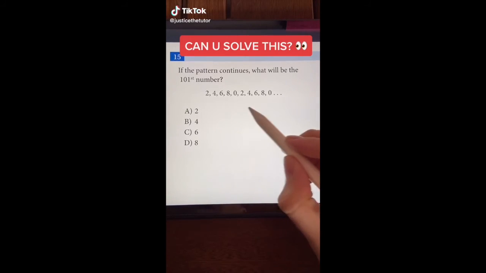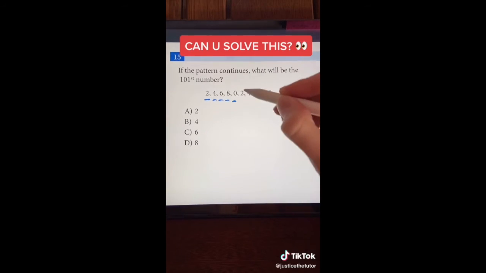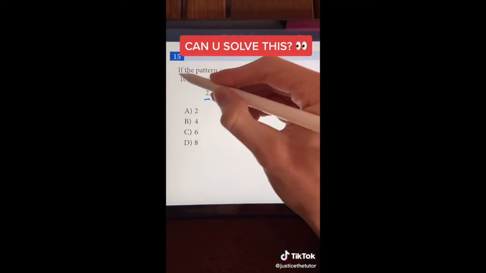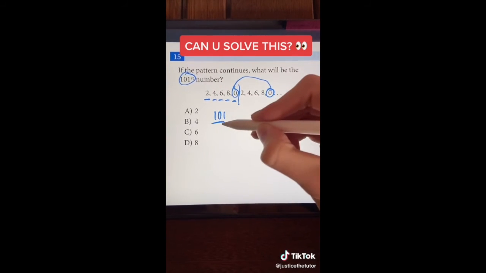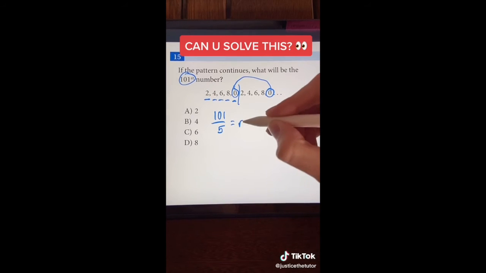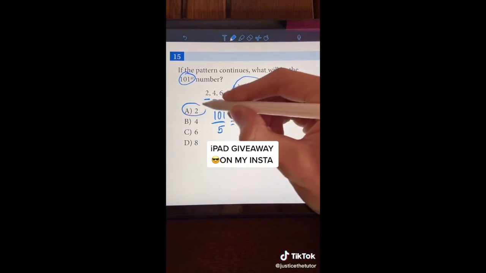If the pattern continues, what will be the 101st number? Okay, so in this sequence, we have 1, 2, 3, 4, 5 numbers, and then it starts repeating. And every 5 numbers, we're going to have a 0. So what you want to do is take 101 and divide it by 5. And in this case, we're interested in the remainder, not the value of this. So we get a remainder of 1, which means that it's one number after 0. So the answer is A.